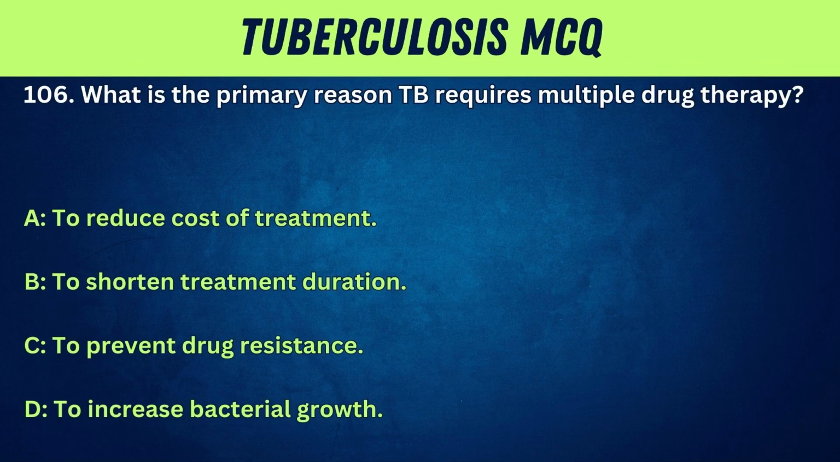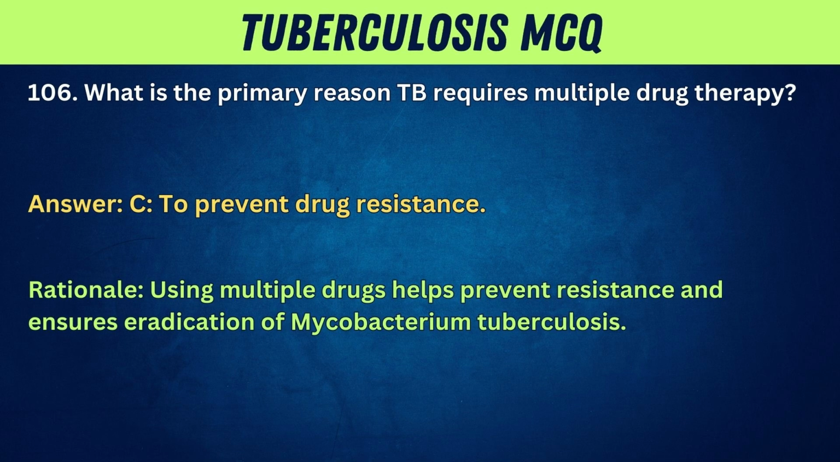106. What is the primary reason TB requires multiple drug therapy? A. To reduce cost of treatment. B. To shorten treatment duration. C. To prevent drug resistance. D. To increase bacterial growth. Answer: C. To prevent drug resistance. Rationale: using multiple drugs helps prevent resistance and ensures eradication of Mycobacterium tuberculosis.